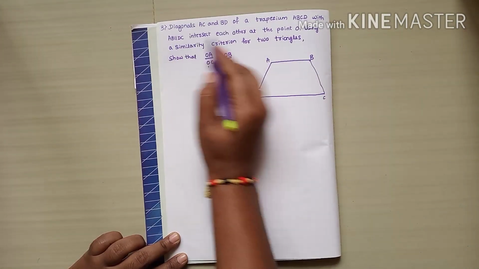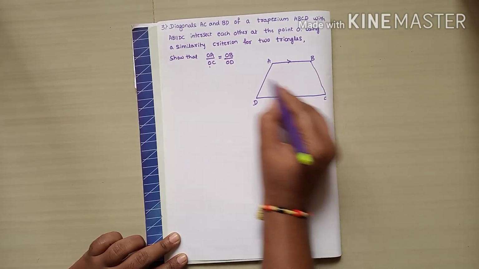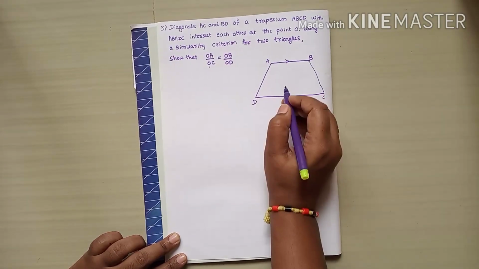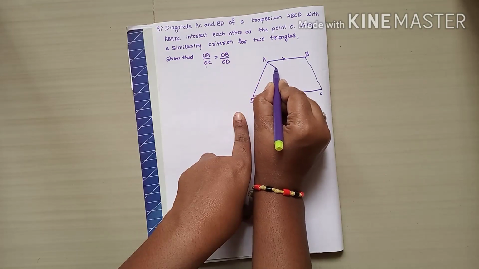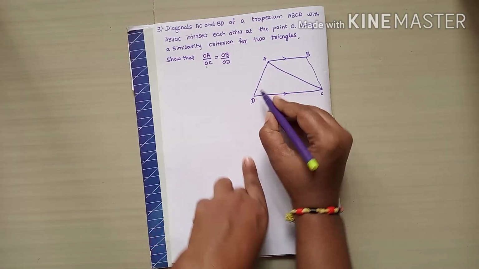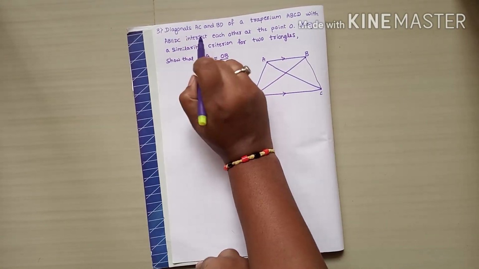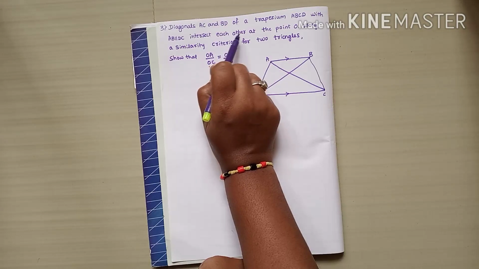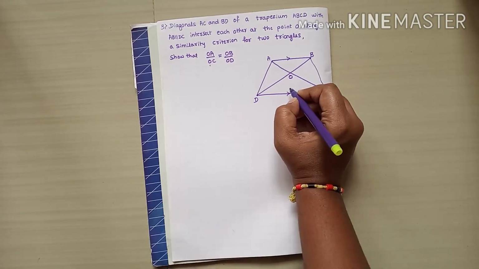With AB parallel to DC. These two sides are parallel sides. The diagonals intersect each other at the point O. Which are the diagonals of the trapezium here? AC and BD are the diagonals. AC and BD are the diagonals of a trapezium ABCD with AB parallel to DC, intersecting each other at the point O. Both the diagonals are meeting at the point O.